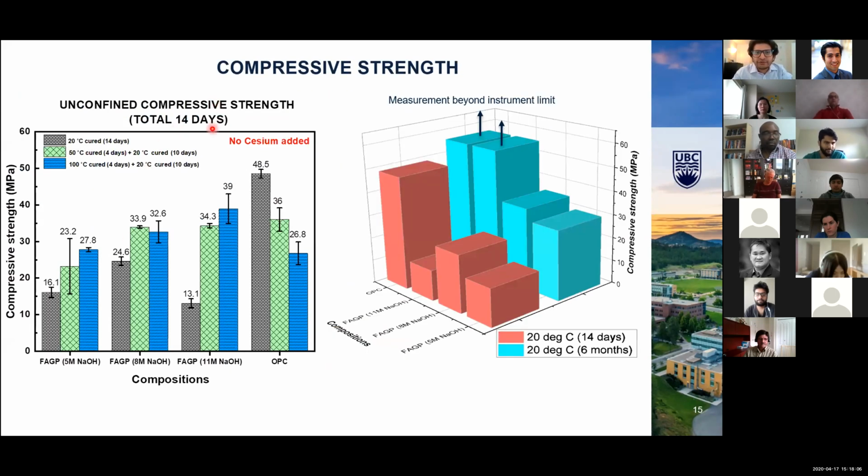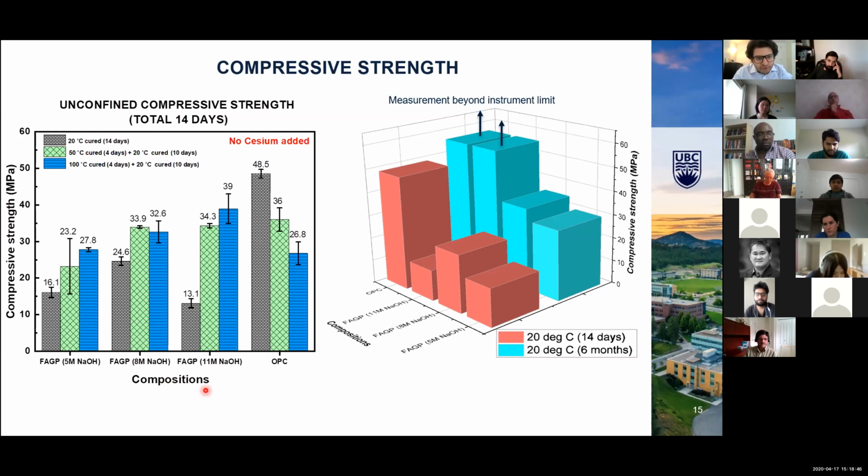So if we first look into the compressive strength test results, these tests were performed after 14 days total. If we look at the room temperature cured geopolymers and OPC, we see that the geopolymers didn't attain their final strength after 14 days. But once they are heat treated at higher temperatures, like 50 degrees and 100 degrees for a certain amount of time, they start to gain strength, which means the geopolymerization process is expediting and the final strength is increasing.